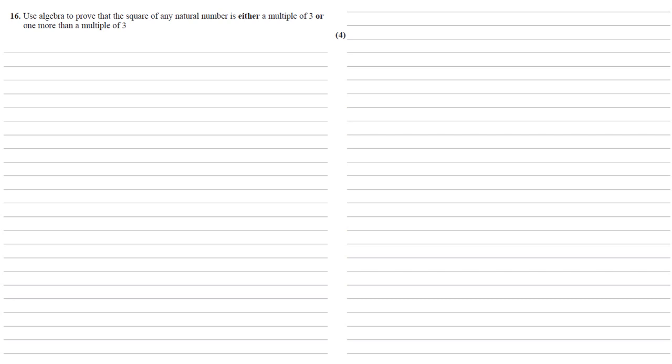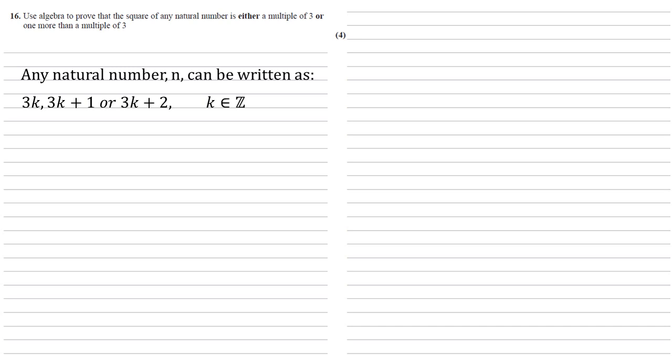So the way to start with this is to think about how we can set up any natural numbers in such a way that we can square them and show they are multiples of 3 or 1 more than a multiple of 3. One way to do this is to say that any natural number n can be written as either 3k, 3k plus 1, or 3k plus 2, where k is an integer.